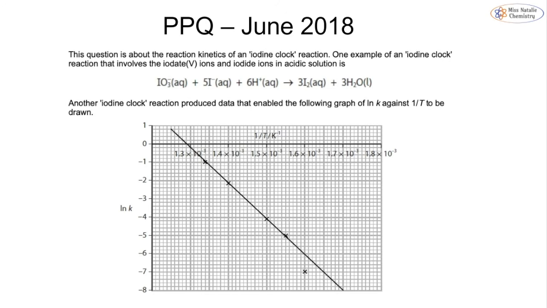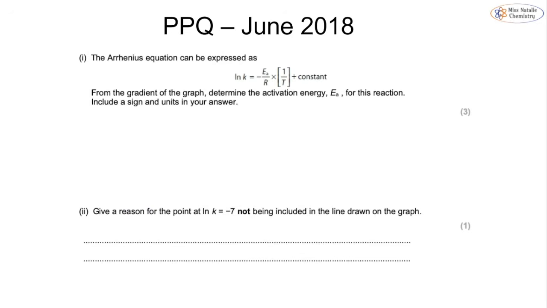This question is about the reaction kinetics of the iodine clock reaction, which is one of the core practicals, core practical 9. It involves iodate and iodide ions in acidic solution, and it uses this particular equation. We've been able to then have a graph of ln k against 1 over T. So of course, we're looking at our Arrhenius equation here. The Arrhenius equation can be expressed as this. Remember I said that you would get this in your questions. So there you've got y, m, x, and c.